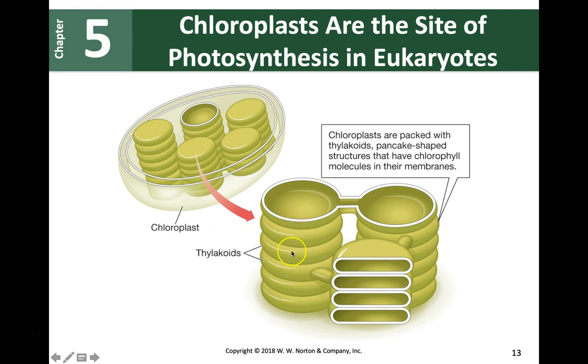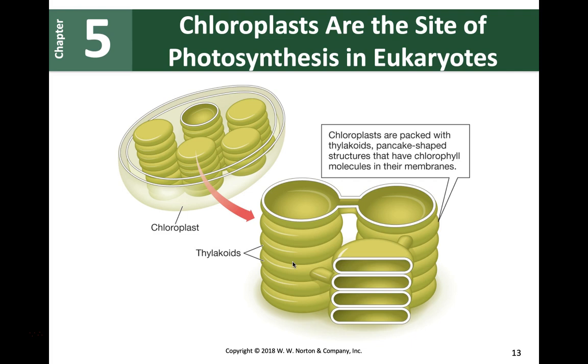So thylakoids are the actual structure which contain chlorophyll molecules. Now, what is chlorophyll? Chlorophyll is the pigment which is responsible for absorbing the energy from light. Again, I'll repeat the whole thing. You've got your chloroplast, which is the organelle, inside which you have thylakoids, and inside the thylakoids you've got your chlorophyll, the pigment responsible for absorbing the light energy.